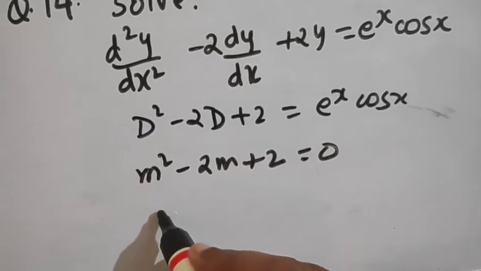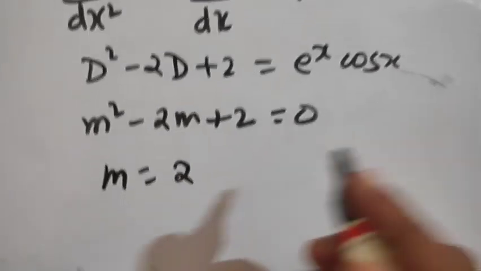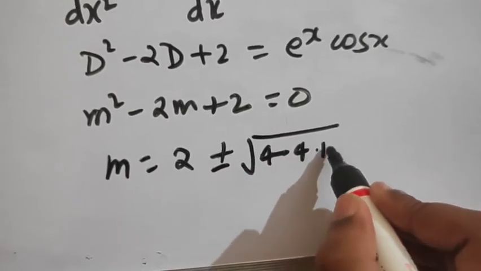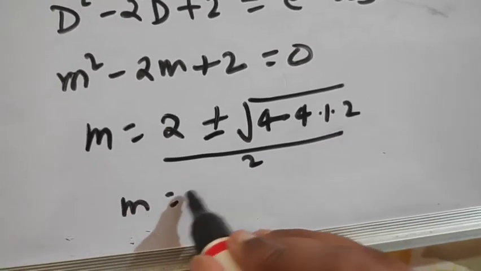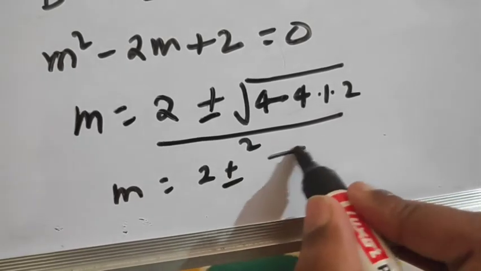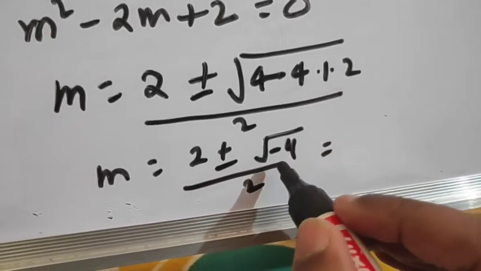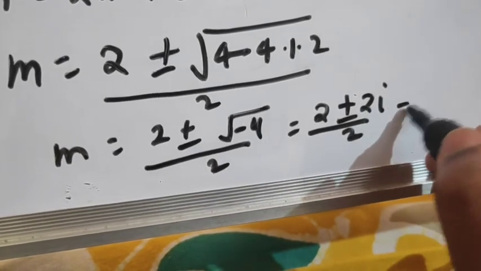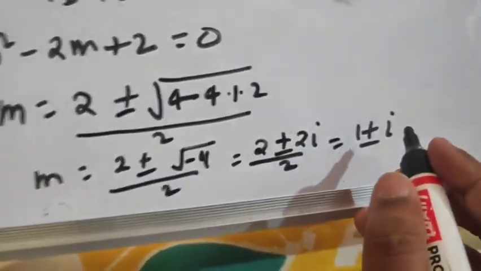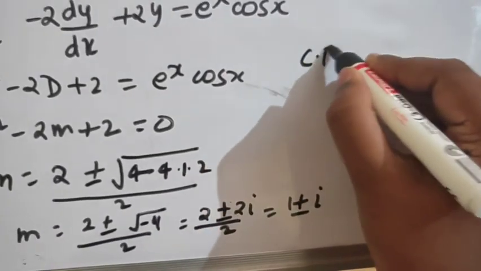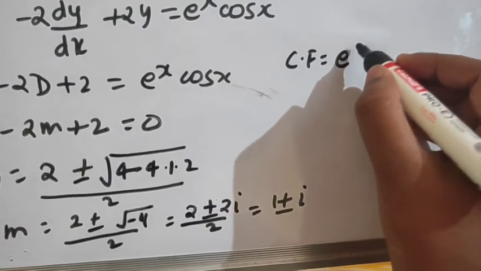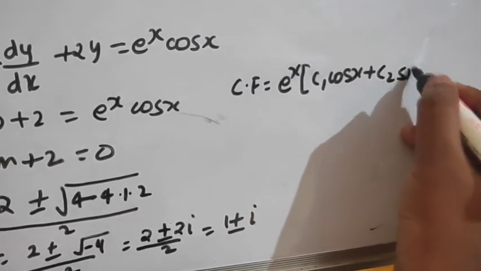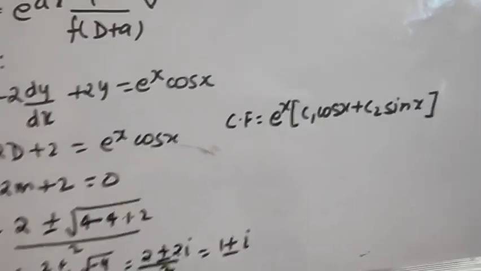Now if you use the quadratic formula, m equals to minus b plus minus under root b square minus 4 into a, which is 1 into 2 divided by 2. So m equals to 2 plus minus 4 minus 8 is under root minus 4 divided by 2. So 2 comes out. So 2 plus minus 2 iota divided by 2, that means 1 plus minus iota. Okay, so your complementary function in this case will be e power x c1 cos x plus c2 sin x. Okay, so no problem in that portion.